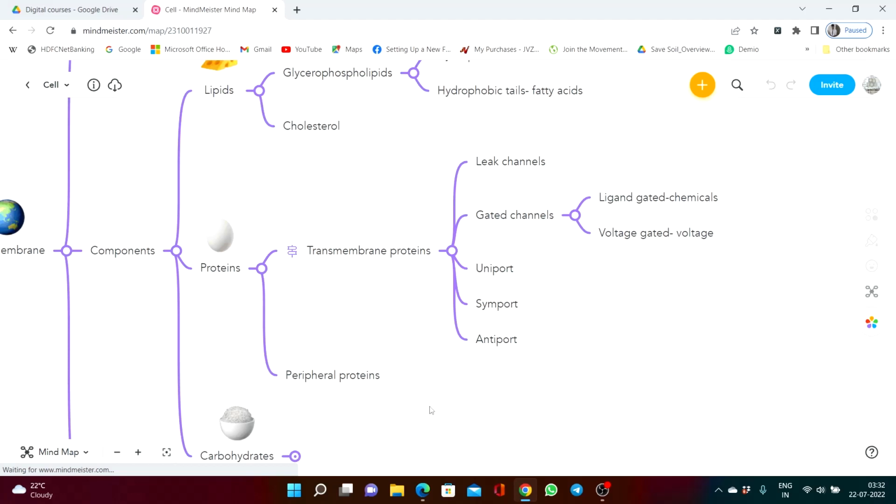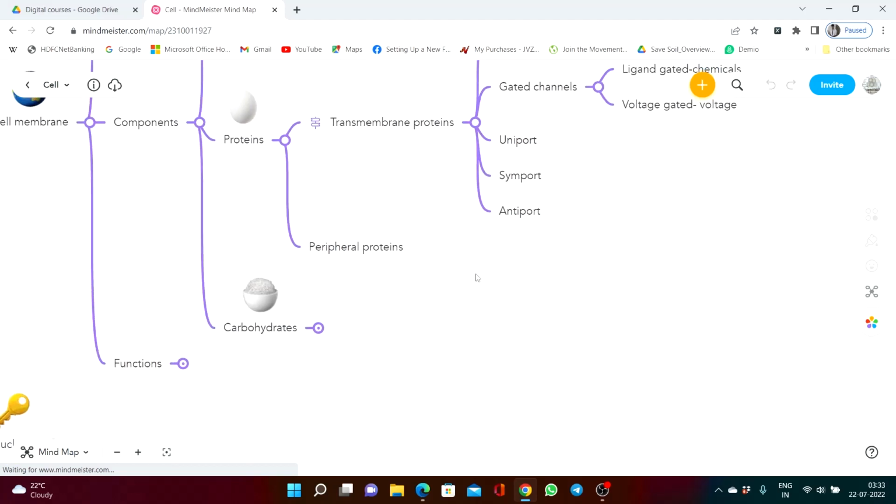Peripheral proteins are present embedded outside and inside of the membrane and do not encroach into the inner hydrophobic zone. That is, they are not embedded in the layer where the fatty acid chains are present. They help in cell signaling and maintain cell shape, forming the cytoskeleton.